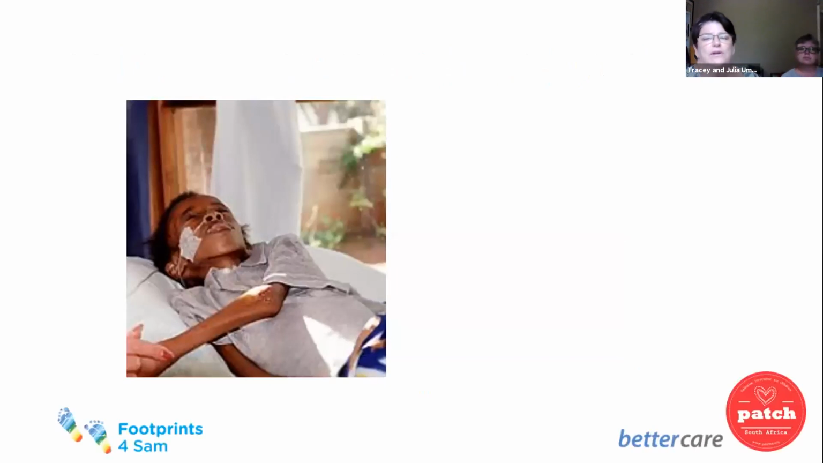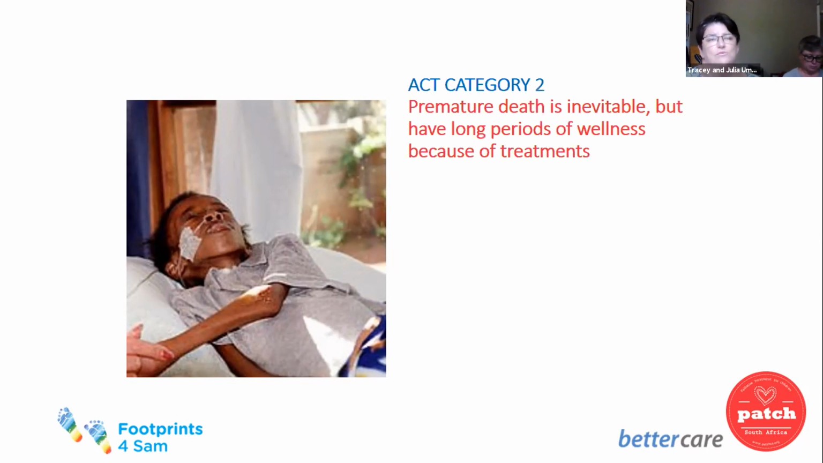The next group, category 2, this little guy, some of you will recognize as Nkosi Johnson. He was a wonderful HIV ARV advocate, and unfortunately he never got to benefit from having ARVs himself. But these children are where a premature death is likely, but they might do well for long periods of time because there are certain treatments available. So not necessarily to remove the underlying condition, but there are treatments that they're being offered, such as ARVs, that might really help the child do well for long periods of time.